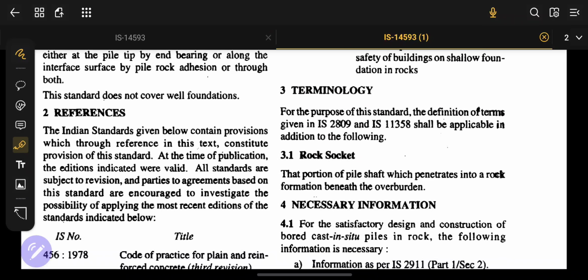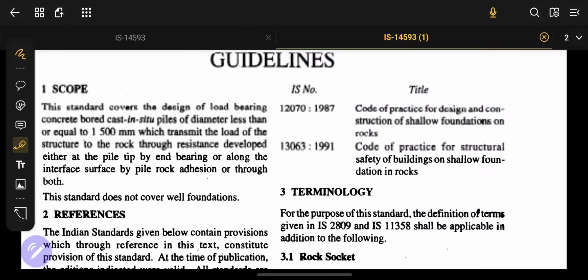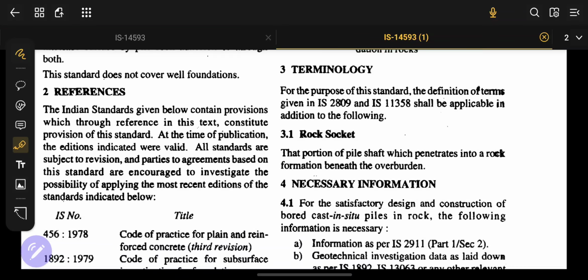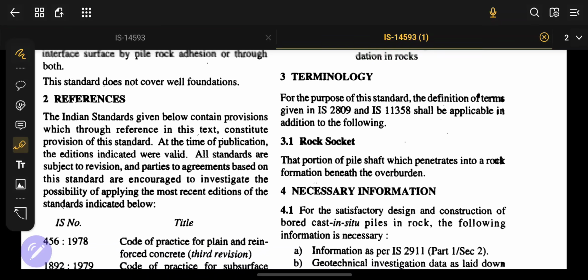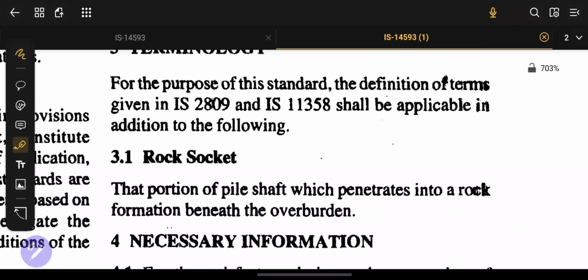And now what is a rock socket? These are the references. Then we have this rock socket. What is this rock socket? So rock socket is nothing but when you are making a pile foundation in a soil where you are encountering rock at the bottom, how much your pile will go inside the rock is known as Ls. This Ls is nothing but rock socket.